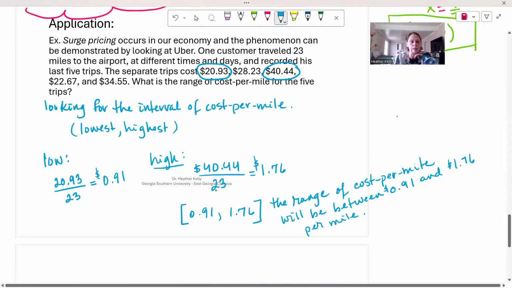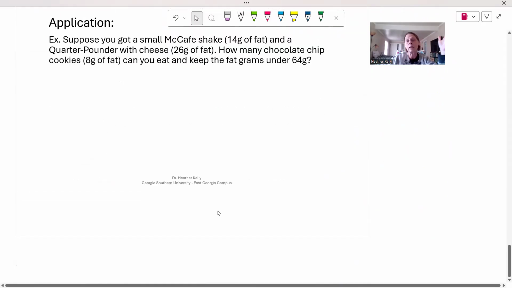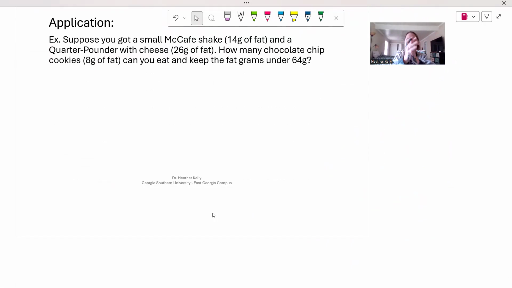All right, cool. And I think we have one more. We do one more, and then we're done. Feels like I've been teaching this class for hours because of all the failed attempts. I'm super happy that it's happening now. Last one, let's go. Okay. Suppose you got a small McCafe shake that has 14 grams of fat, a quarter pounder with cheese with 26 grams of fat. How many chocolate chip cookies that have 8 grams of fat in them can you eat and keep the fat grams under 64 grams of fat for your meal?